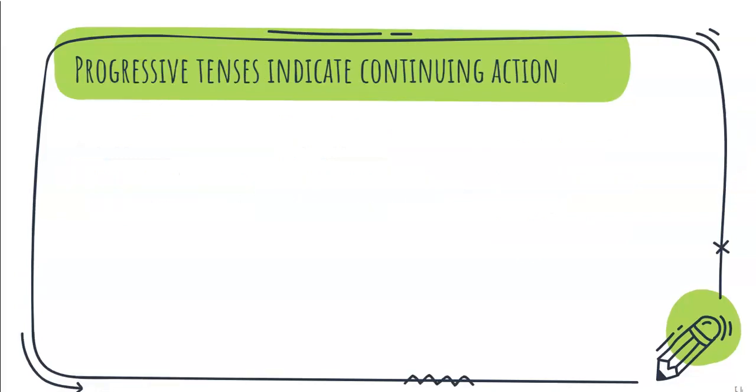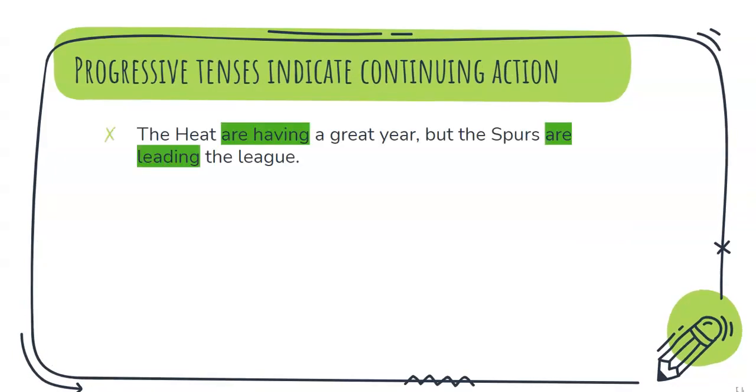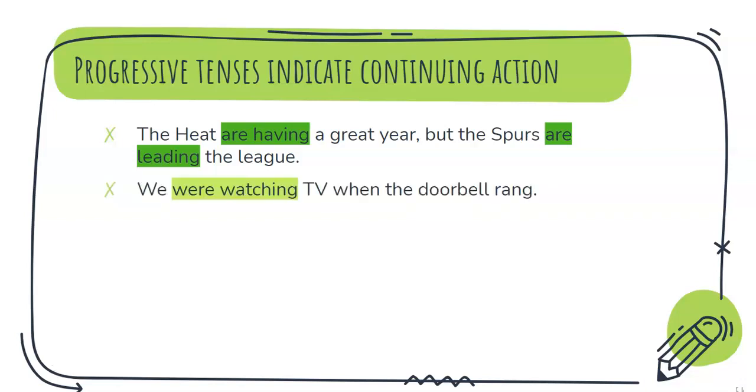Here are some more advanced examples. The Heat are having a great year, but the Spurs are leading the league. The present progressive verbs are having and are leading. We were watching TV when the doorbell rang includes the past progressive were watching.